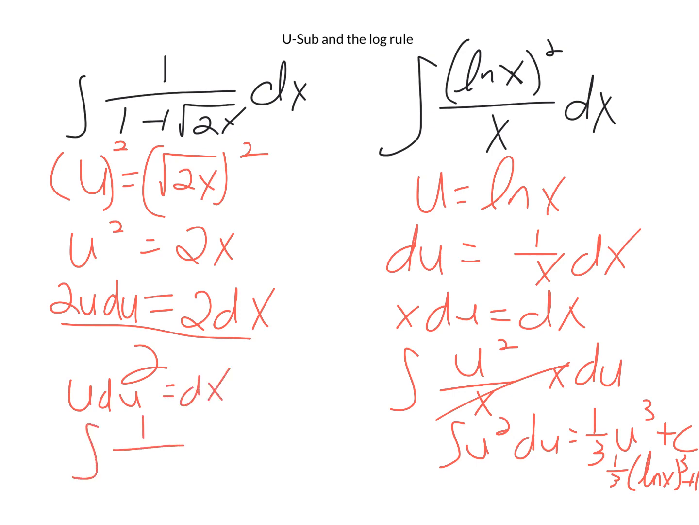We're going to need to isolate our dx, so we're going to get u du equals dx. So we get 1 over 1 plus u. And what do we include there? We also need to include, what's dx equal to? u du, right? That's going to get me the integral of u over 1 plus u du.